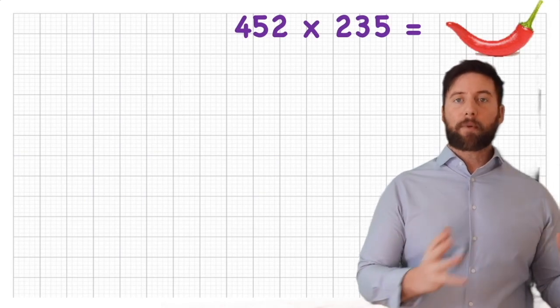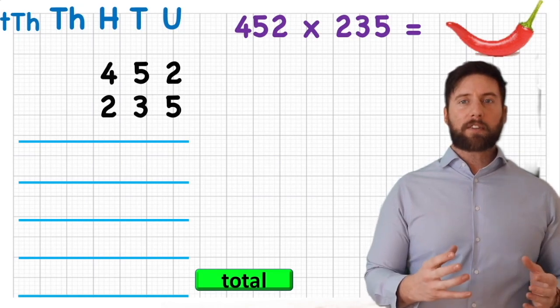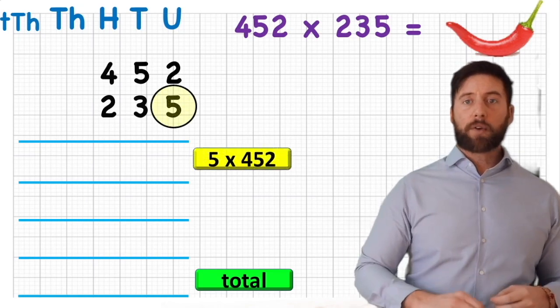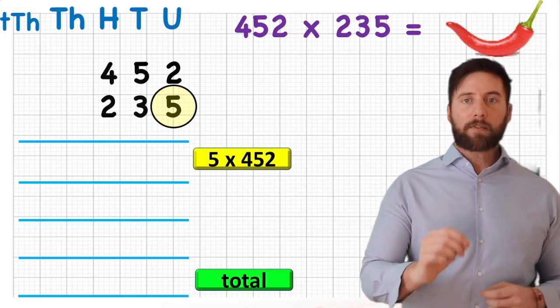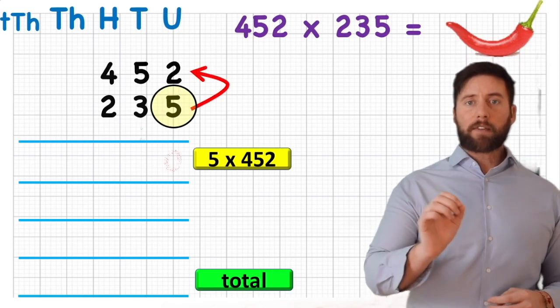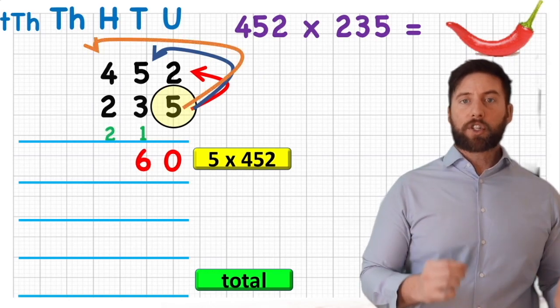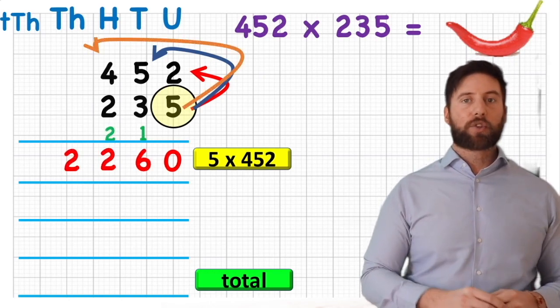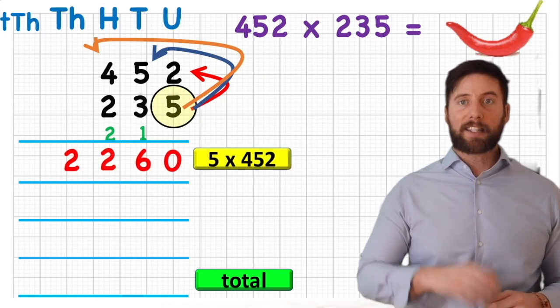So we're going to carry on like we did before, and we're going to partition it all, okay? So all we're doing for this first row is still multiplying 5 by 452. Okay, so 5 times 2 is 10, good. 5 times 5 is 25, add the 1 is 26. 5 times 4 is 20, add the 2 is 22. So our first row, 5 times 452, is 2,260.